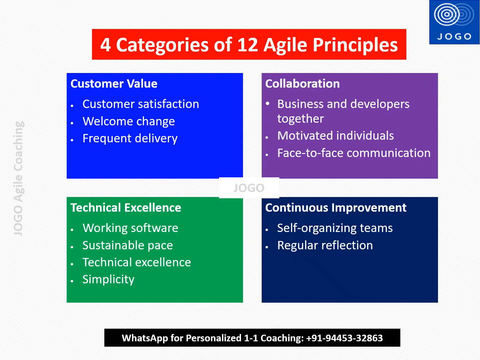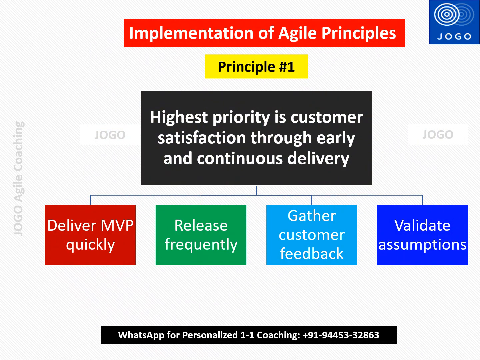The third set is technical excellence. We need to deliver the working software. We need to work at a sustainable pace. We need to focus on technical excellence, and we need to have simplicity in the requirements. So these are all the things that come under technical excellence. The fourth category is having the self-organizing team and having regular reflection, that is retrospection. Those things come under continuous improvement. So these are the 4 categories for these 12 agile principles. Hope this is clear.